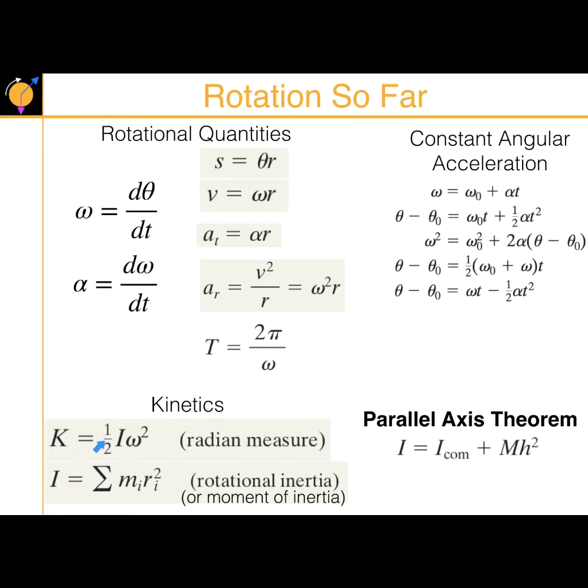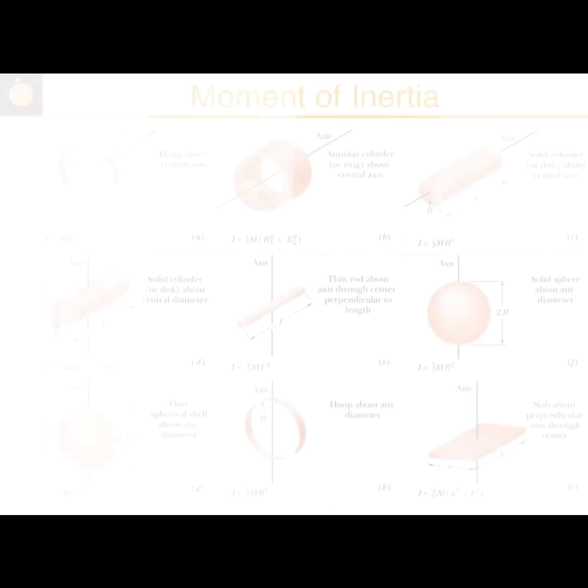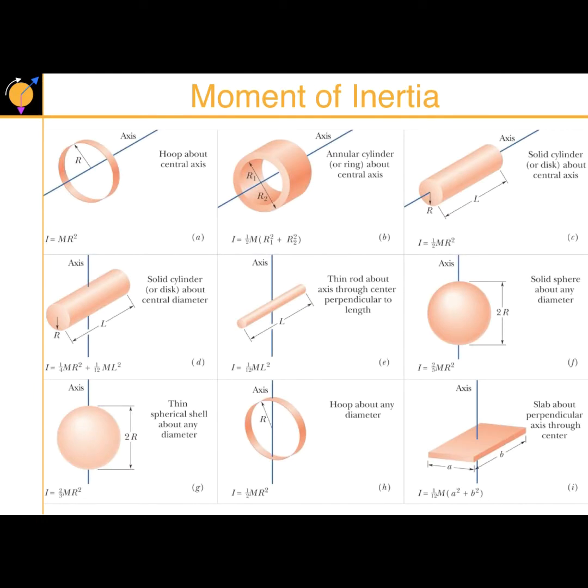Here's the kinetic energy in terms of this idea we introduced last time, rotational inertia, which is kind of like the rotational version of mass. And the parallel axis theorem for finding the rotational inertia of an object around different axes if you know the rotational inertia of the object around its center of mass. And here's a set of moments of inertia for various objects around an axis, most of them through the center of mass.